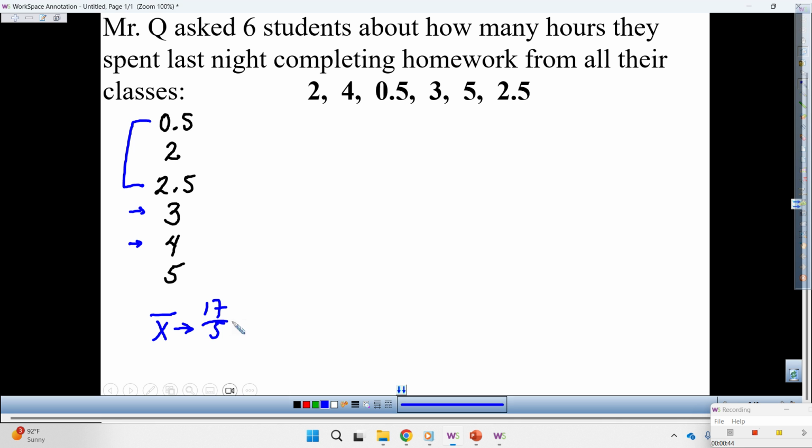So you should have gotten, what? 2.83? Oh, because it's divided by 6. My bad. 2.83. Have you got that for the mean? All right. Next, focus please. Subtract from each of those numbers the mean.